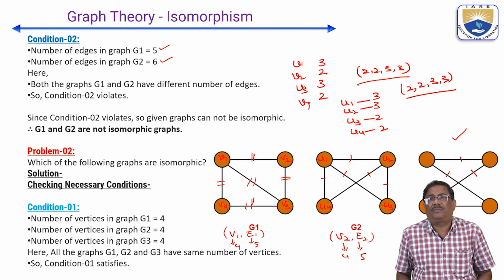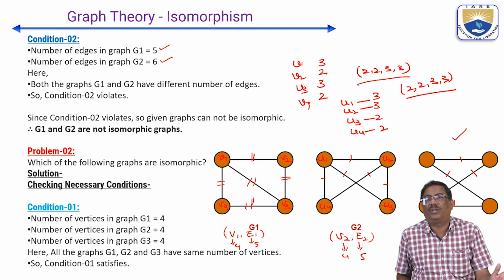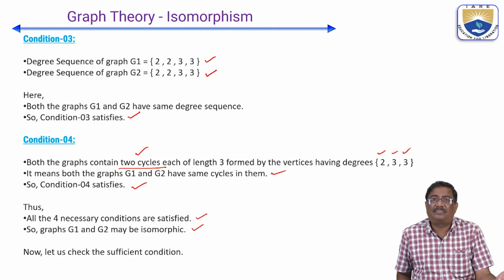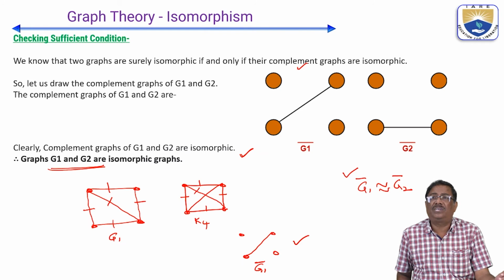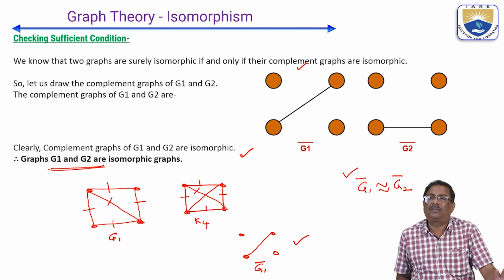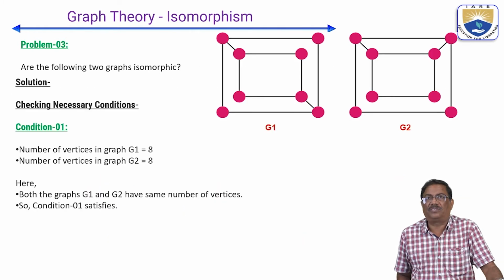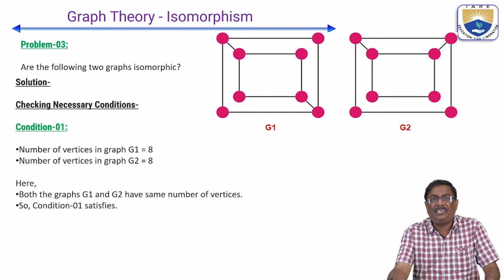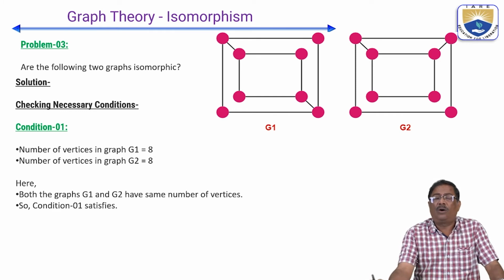Whenever we verify that two graphs are isomorphic, we verify the necessary conditions and also the sufficient condition to say that the graphs are isomorphic to each other. Among the three sufficient conditions, any one is sufficient. Now, the next problem. Here, two graphs are given. Now we have to verify.